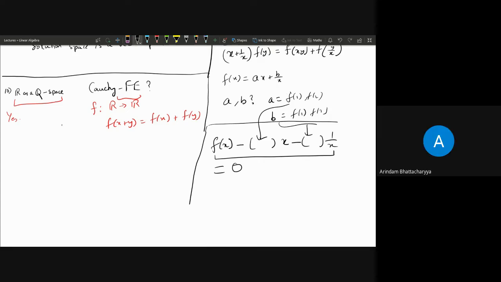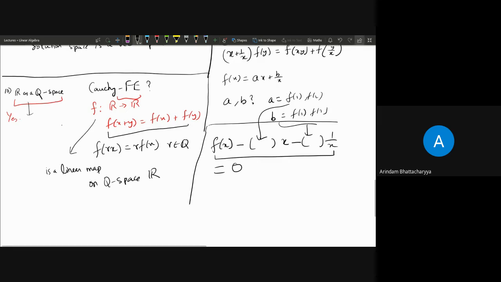Last example before we go on to better problems. I actually don't have much time. Alright, so R is a Q space, again uncountably infinite, and there's a hidden condition here: you can prove that f(rx) equals r f(x) for r in Q. So this essentially is a linear map on Q space. I'll tell you what a linear map looks like.